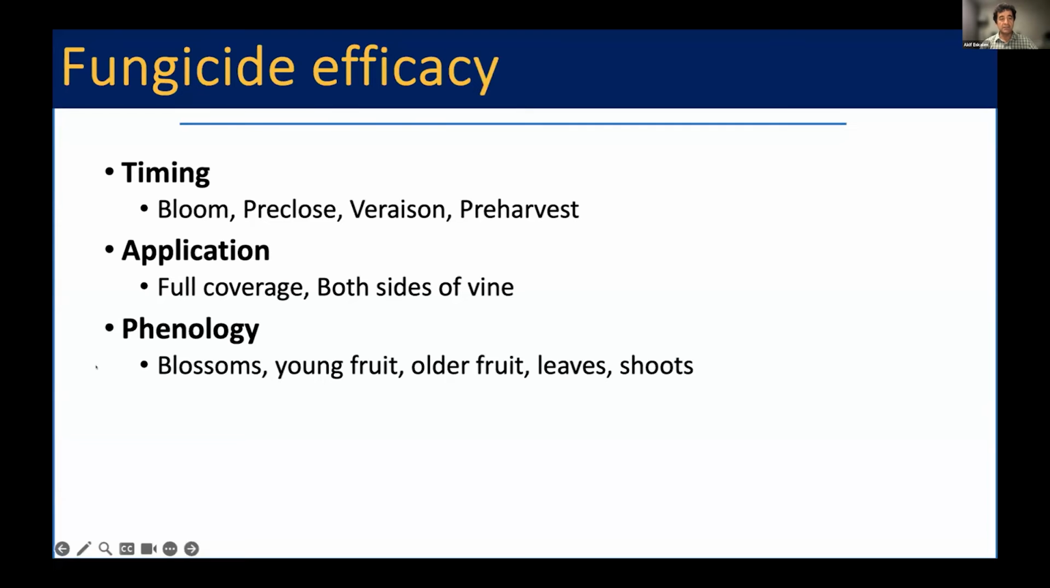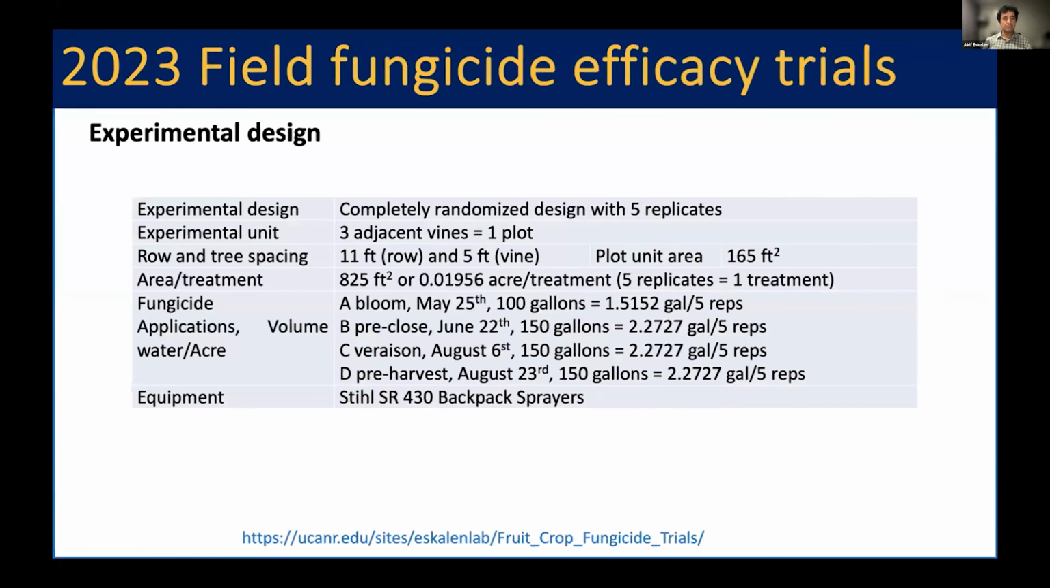Again, phenology is also very, very important. When you start having the Brix level more than 8, you are going to have more risk. And then if the right conditions are present in your vineyard, you've got to be careful how to manage them.